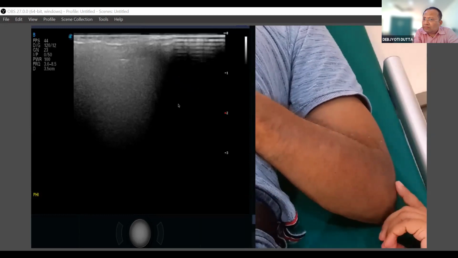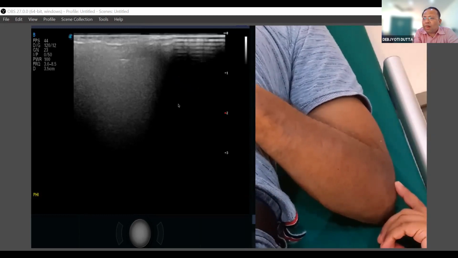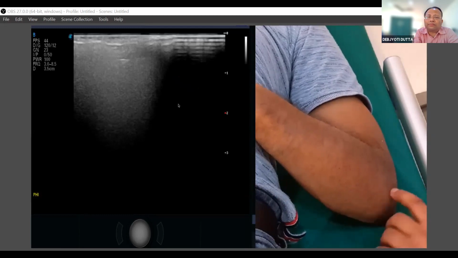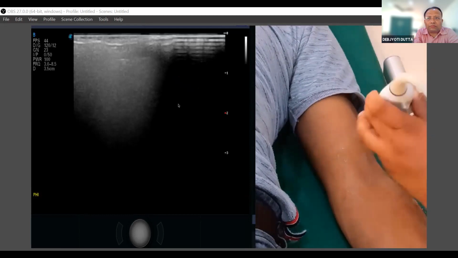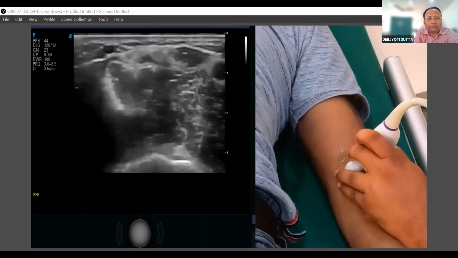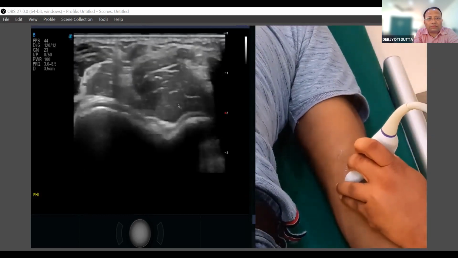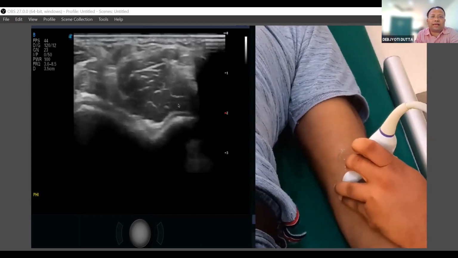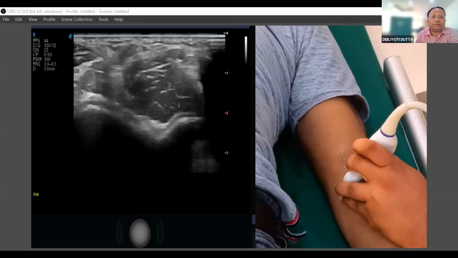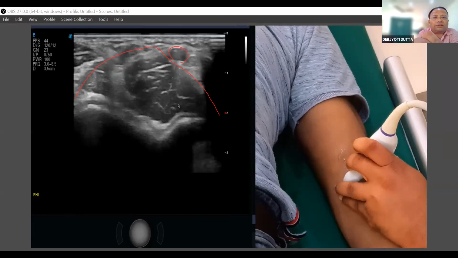Excuse me, sir. Can you please show again the radial nerve and neurovascular structures of the anterior view? Anterior elbow, fine, I am showing it. When we come to our home view, this is the brachialis. Now, can you appreciate the artery? Yes, sir. Yes, sir. Okay.